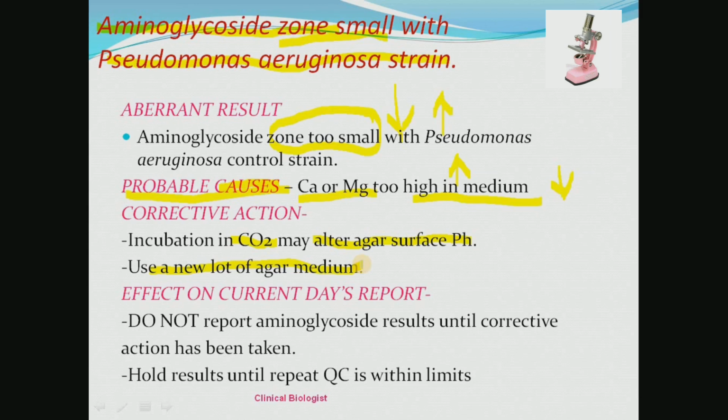So what is the correct action? Suppose this happens with your control strain, what to do? Whether you have to release the report or what you have to do. Please do not report the aminoglycoside until you fix this problem. You have to fix it first with your quality control strain, then you release your report. So hold your result until the repeat quality control is within the limits. Very important: repeat, and when your quality control is within the limits, then you can release your results.